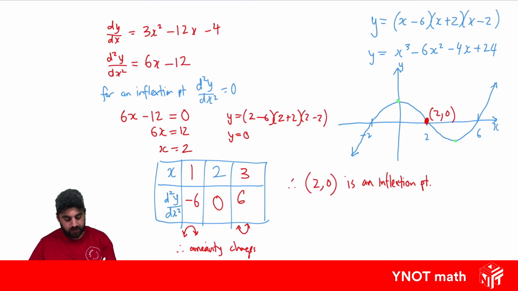So if you have the x value of your stationary point, you can sub it into your second derivative. And you'd have two situations. If it was positive, it would mean concave up and a minimum turning point, or if it was negative, it'd mean concave down and a maximum turning point.